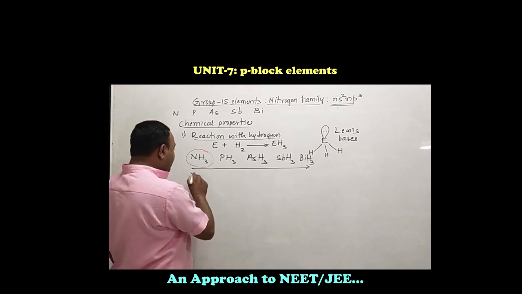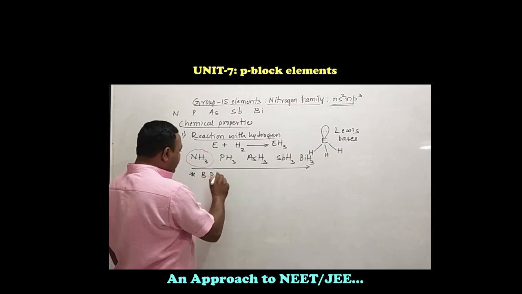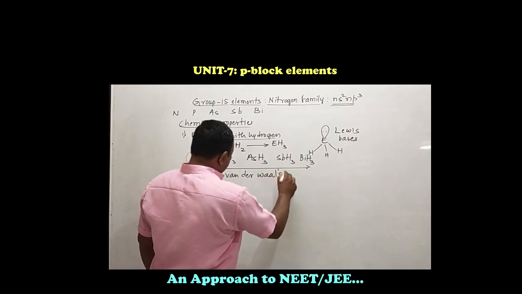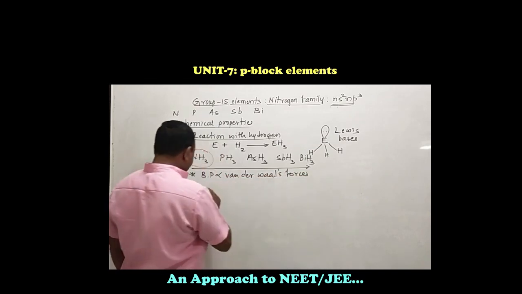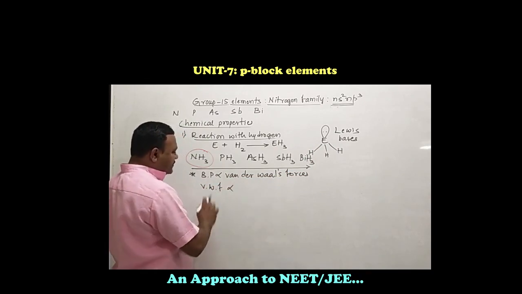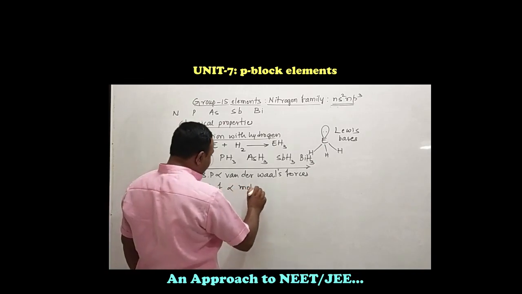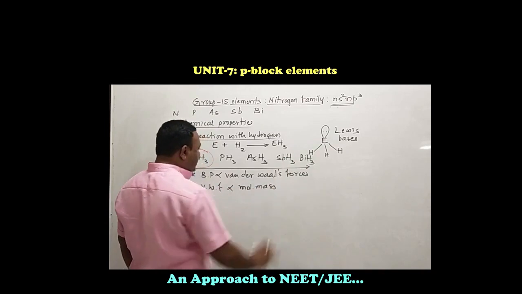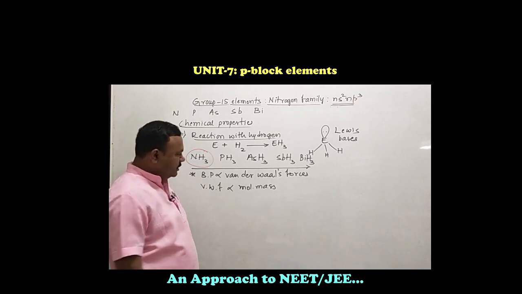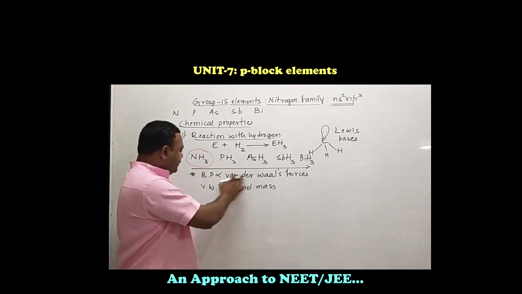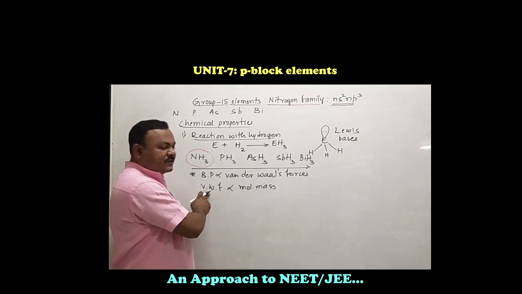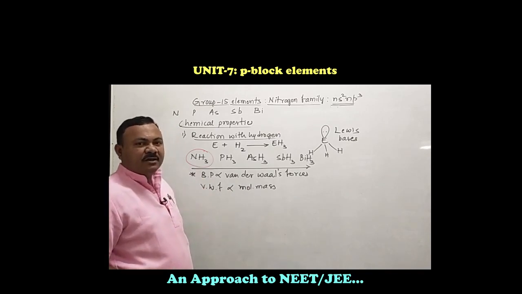When you concentrate on the boiling point, it depends on van der Waals attractive forces. As the van der Waals attractive forces go on increasing, definitely boiling point goes on increasing. Van der Waals forces depend on molecular mass. Now when we move from ammonia to bismuthine, molecular mass goes on increasing due to increase in the atomic mass of the element. With increase in the van der Waals attractive forces, boiling point goes on increasing.